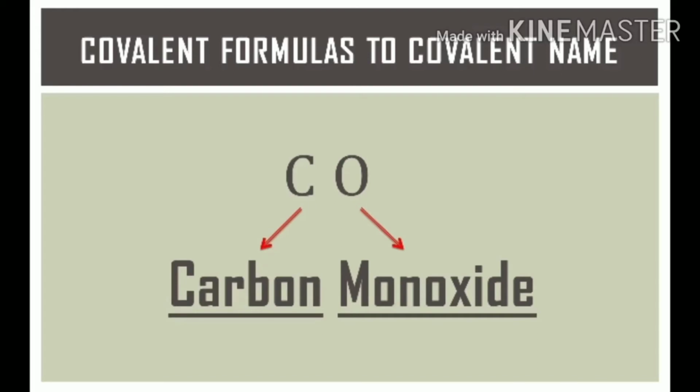But why carbon monoxide? As we can see, the letter C is carbon. And I've already told you earlier that if the first element of a covalent compound has a subscript of 1, then we do not put mono before the name of the element anymore, but instead we just write the name of the element itself. The second one, the O, is already understandable that it has a subscript of 1.